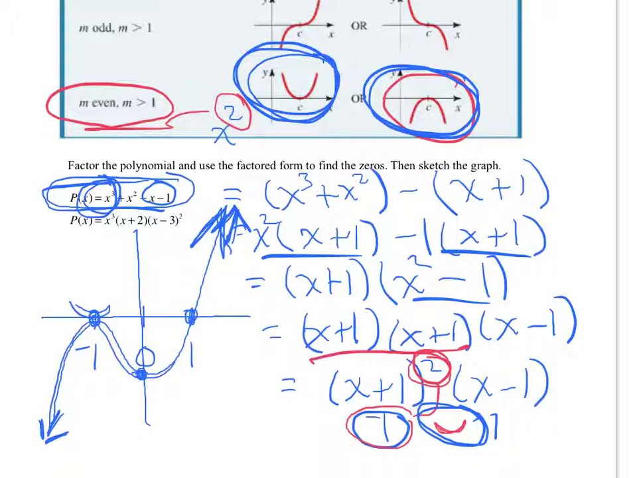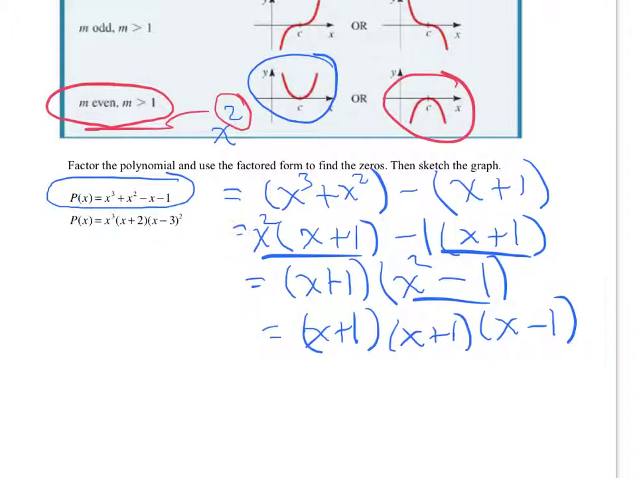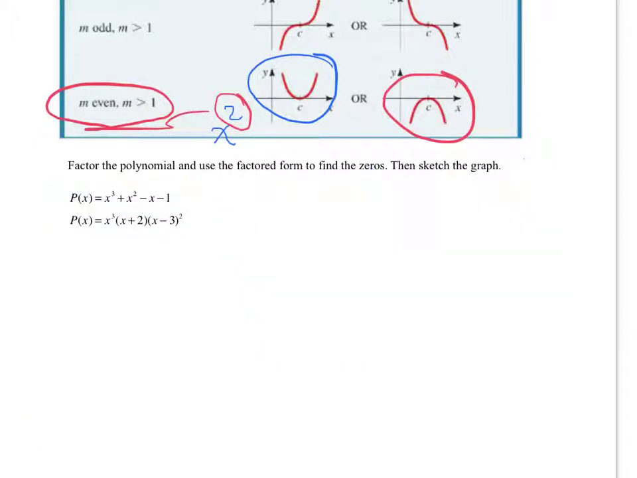Just remember that when the multiplicity is even, it could either have this upward concavity or this downward concavity as its characteristic of the graph. Okay, let's just do the last one. I'm going to erase all of this. I don't think we need any of these objects. Just say goodbye. And so now we'll look at this one.